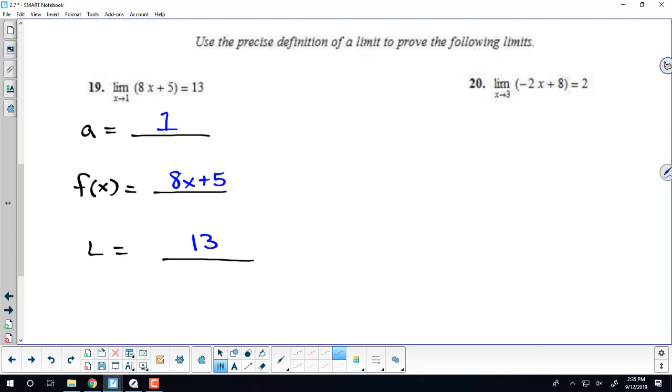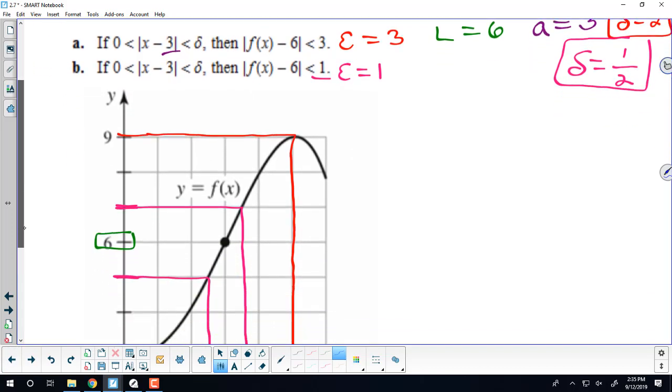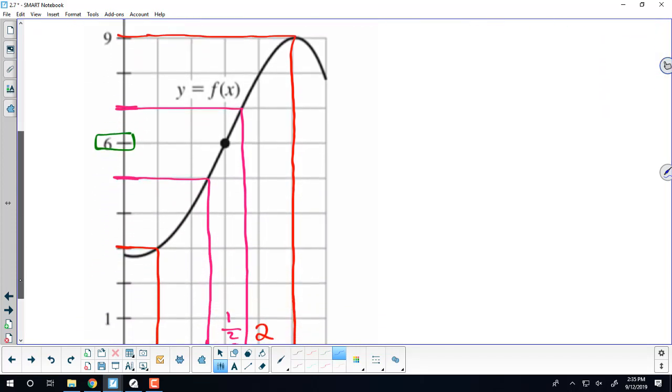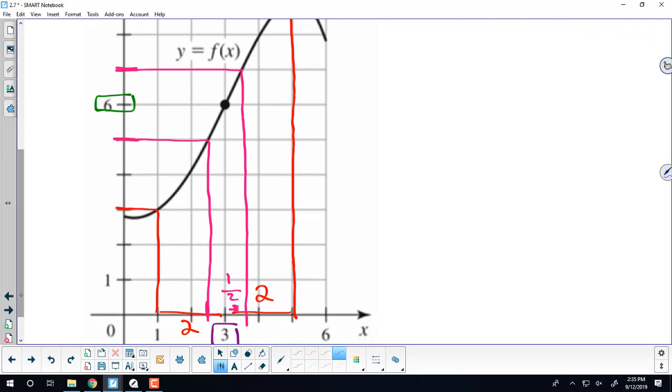Okay. Let me back up for a moment. Remember, our definition says that whenever, we'll take example B here, whenever we're at most half a unit away from 3 on the x-axis, then what happens on the y-axis is that we're 1 unit away from 6. So again, the idea is that we're really working with the x-axis, even though we're working this backwards. And we're saying, if I'm within a half a unit of 3, what's y within? Y is within 1 unit from 6.